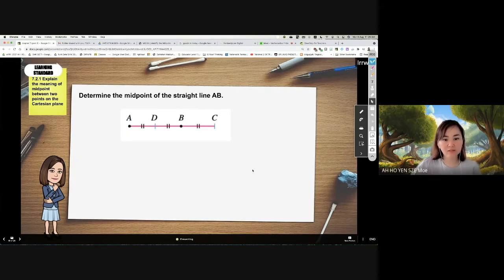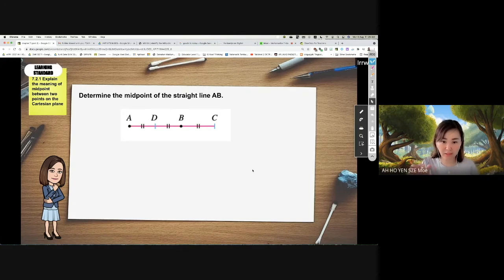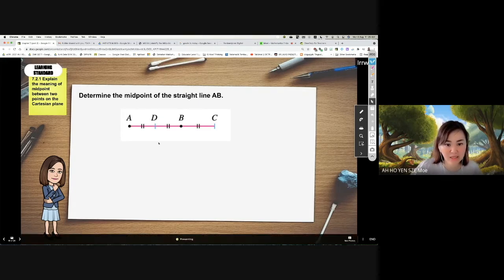How about this one? Without showing the grid, no box, tak ada unit, tak boleh kira. So how do you determine the midpoint of the straight line AB? So AB is here. The straight line AB, this is AB. So which one? Either D or C is the midpoint.